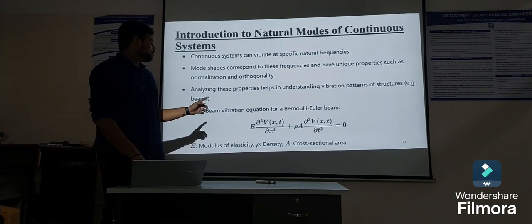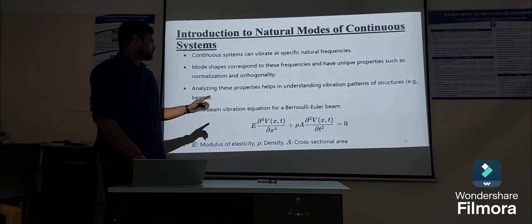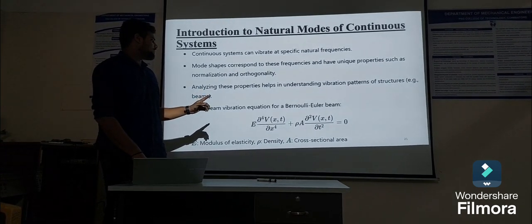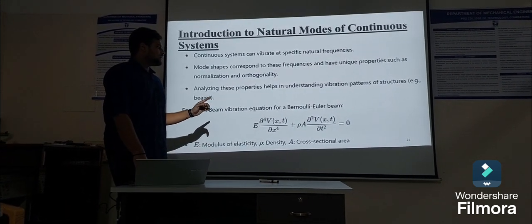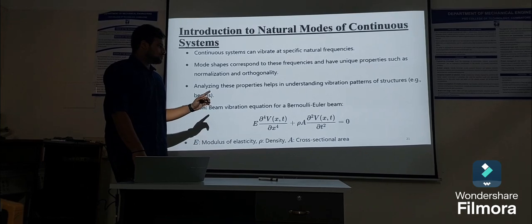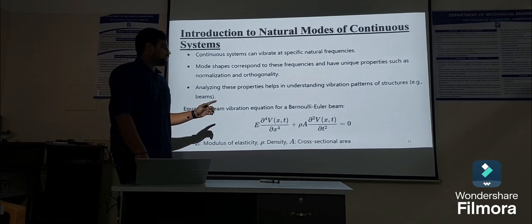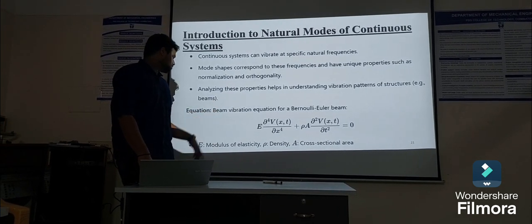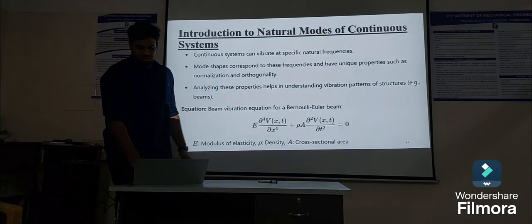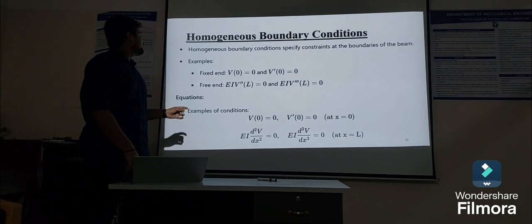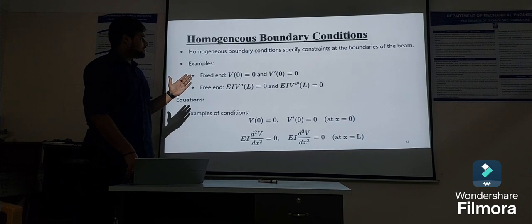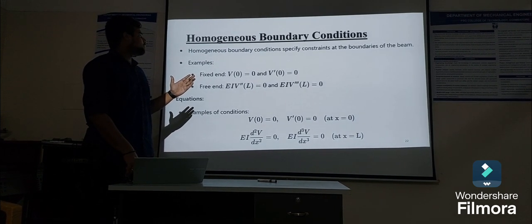E into I ∂^4 v(x,t)/∂x^4 plus ρ into A ∂^2 v(x,t)/∂t^2 is equal to 0. E represents the modulus of elasticity. Homogeneous boundary conditions are constraints at the boundaries of the beam.